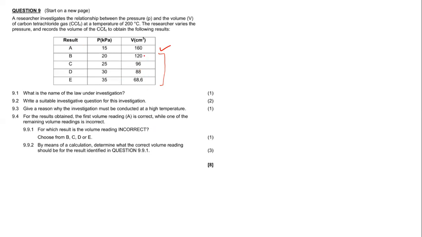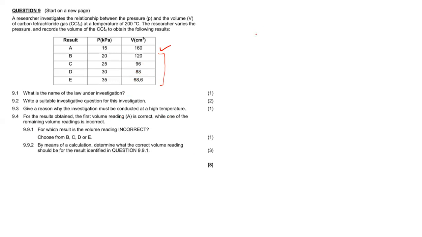Now, when you look at 120 and 96, you say 120 minus 96, you get 24. That's a very high difference. So we expect a little bit of a high difference between these two intervals, between 96 and 88. As much as you look at 88 and 68.6, the difference is also a little bit higher, but the difference between 96 and 88 is a little bit lesser. Hence why we're saying the volume of D is most definitely incorrect.